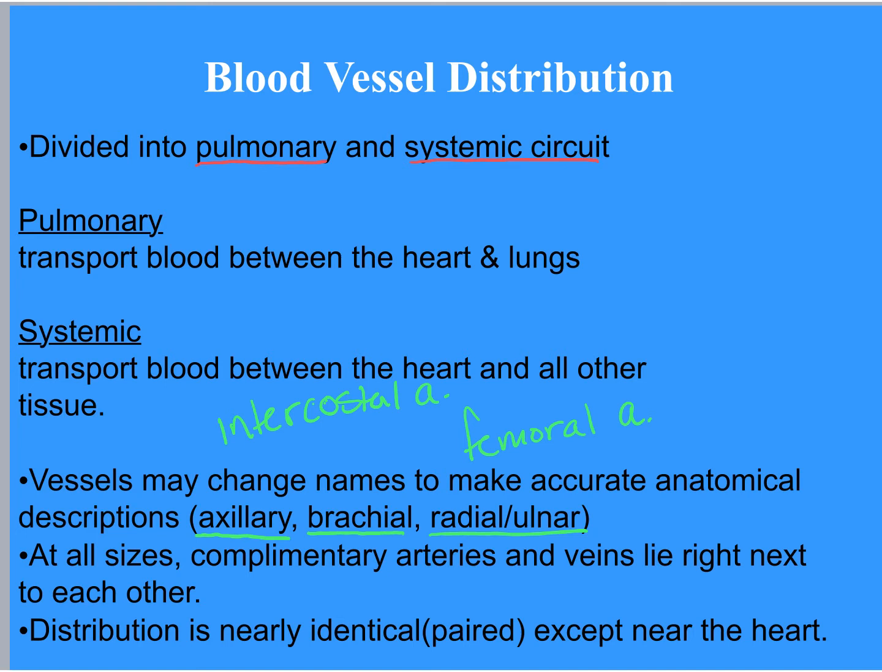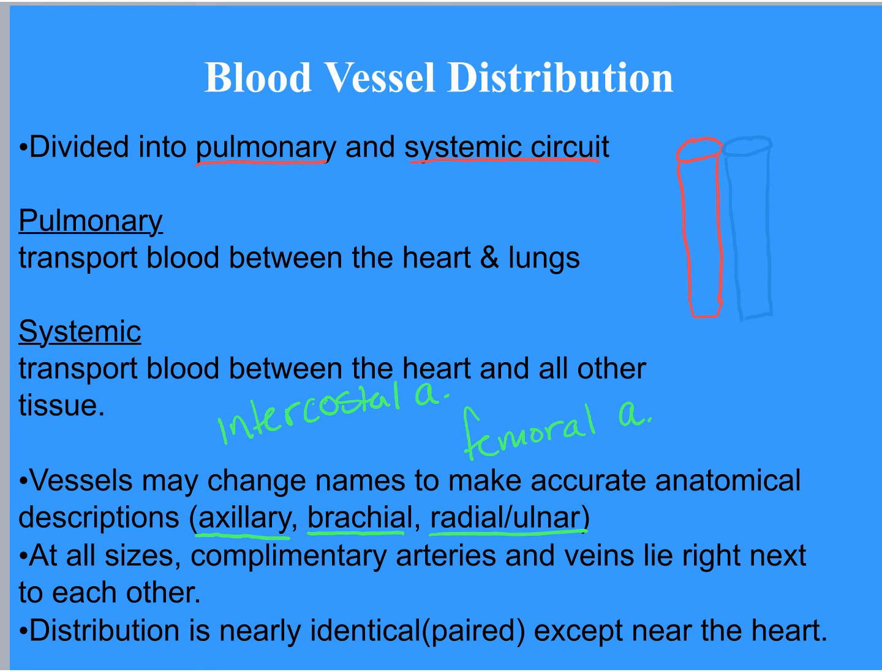Arteries and veins come in a variety of sizes that will have a variety of layers of tissues associated with them. But regardless of the size, arteries and veins that are carrying blood to and from the same region are going to lie right next to one another. So for instance, if this is an artery, you could choose any name you want, this could be the axillary artery, that's going to lie immediately adjacent to the brachial vein.